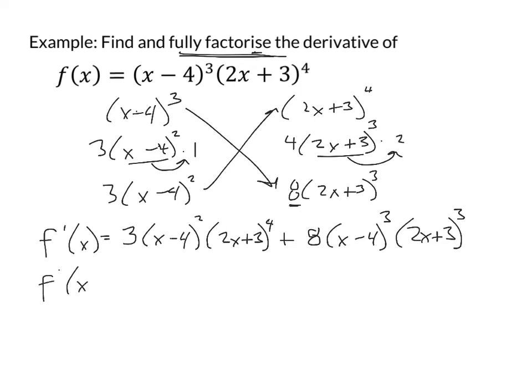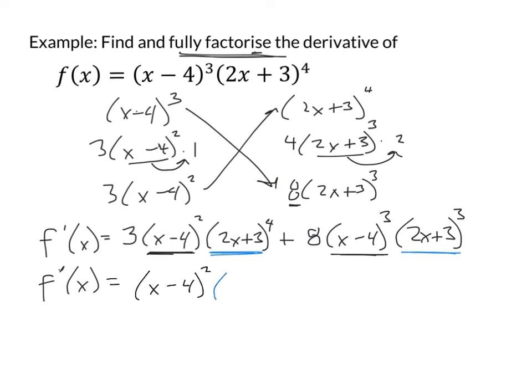It's actually some really interesting stuff. What these guys have in common is they both have factors of x minus 4, and they also both have factors of 2x plus 3, right? Now, we can see here that this one has 2 factors and this one has 3 factors. So what they have in common is 2 factors of those things. So I could factor out x minus 4 squared.